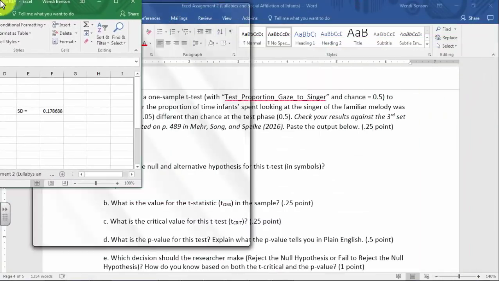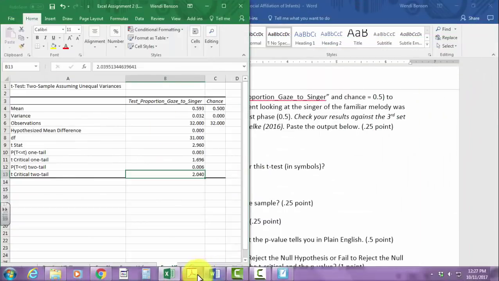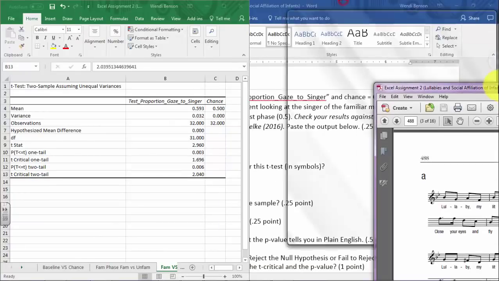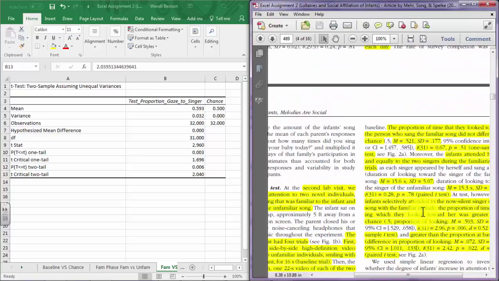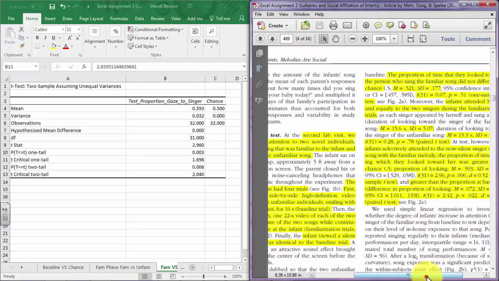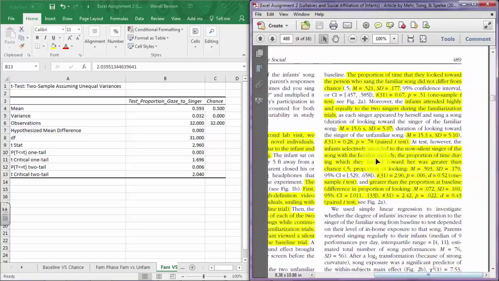So now let's look at this side by side and see how we just recreated a legit results section from a study. So we look here. At test, however, the infants selectively attended to the now silent singer of the song with the familiar melody, and the proportion of the time during which they looked toward her was greater than chance, significantly greater, in fact.